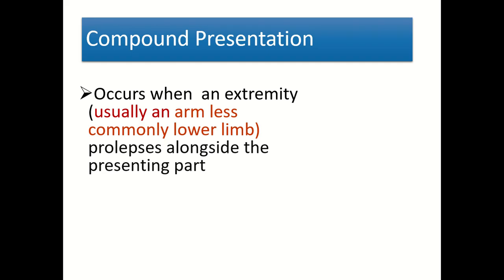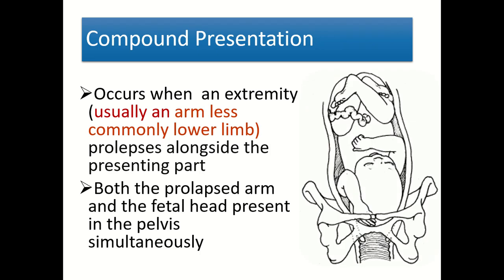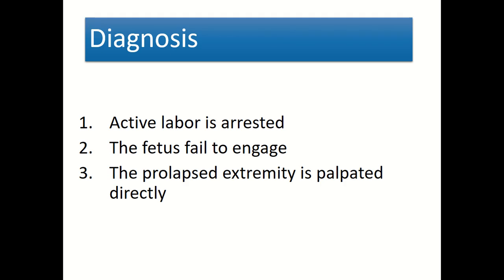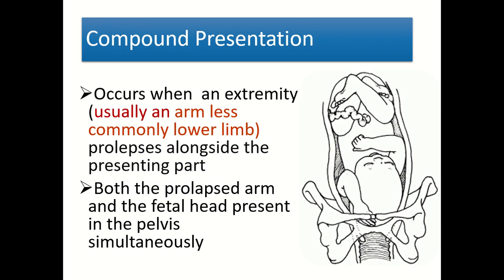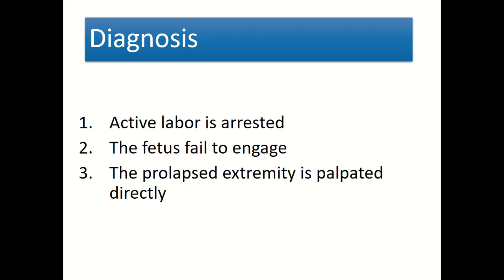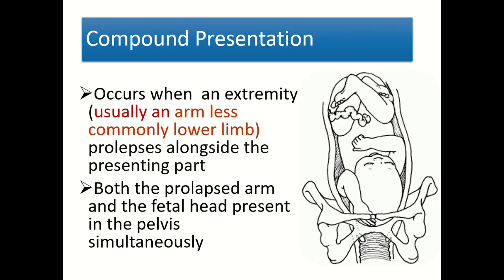Now for compound presentation, we also talked about this, so I'm not going to focus so much on it. The diagnosis of compound presentation: active labor is arrested, the fetus fails to engage, and the prolapsed extremity is palpable. We say compound presentation is when an extremity, that can be an arm or leg, but it's common with the lower legs, prolapses alongside the presenting part.